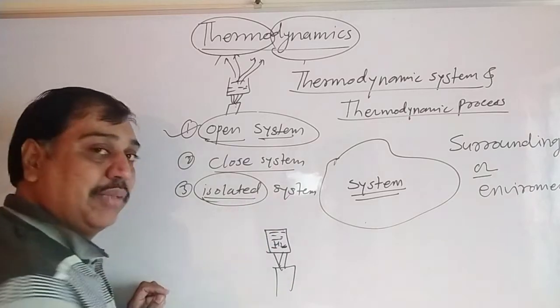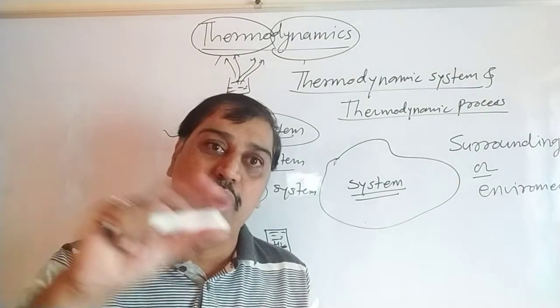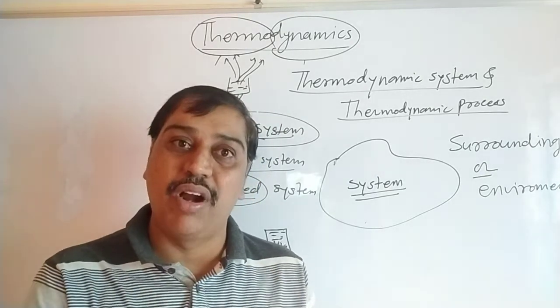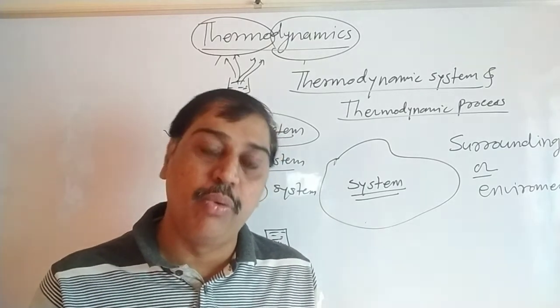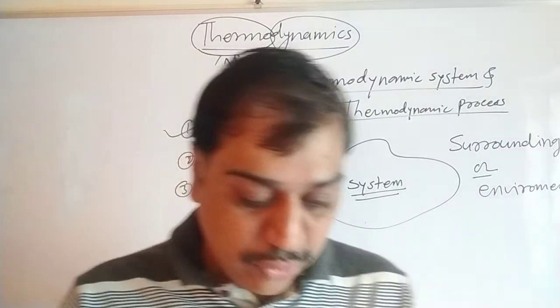And for the isolated system, one of the best examples is a thermos. Once we have poured hot water or hot tea or hot coffee in that, it remains hot for some time because heat cannot go into the environment, or environment cooling or heat can't come inside. So that is said to be a totally isolated system.